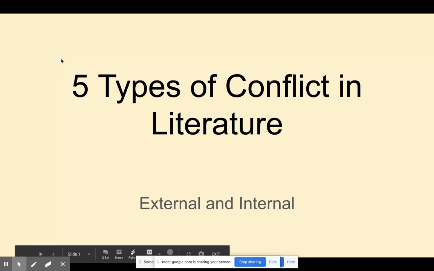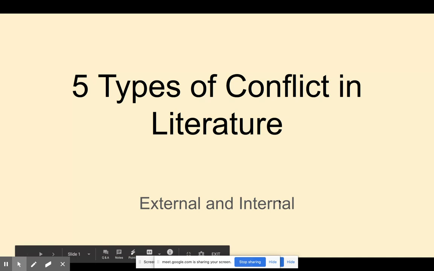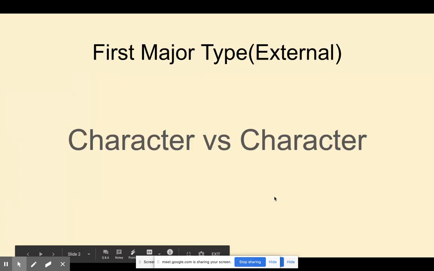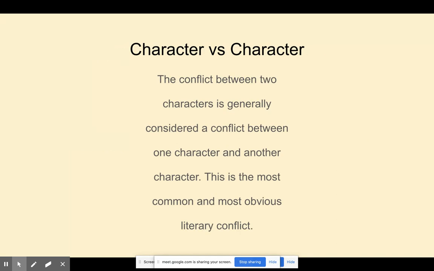So there's 5 major types of conflict. There's other types, but these are just some of the more basic ones. I want you guys to focus on this idea of external, which means that it's outside of the body, versus internal, which means inside of the person. So this first type of conflict in a story that you might read is called character versus character, right? Which is pretty straightforward. It means there's a good guy and a bad guy in a story, right? And the good guy is dealing with the bad guy getting in their way.